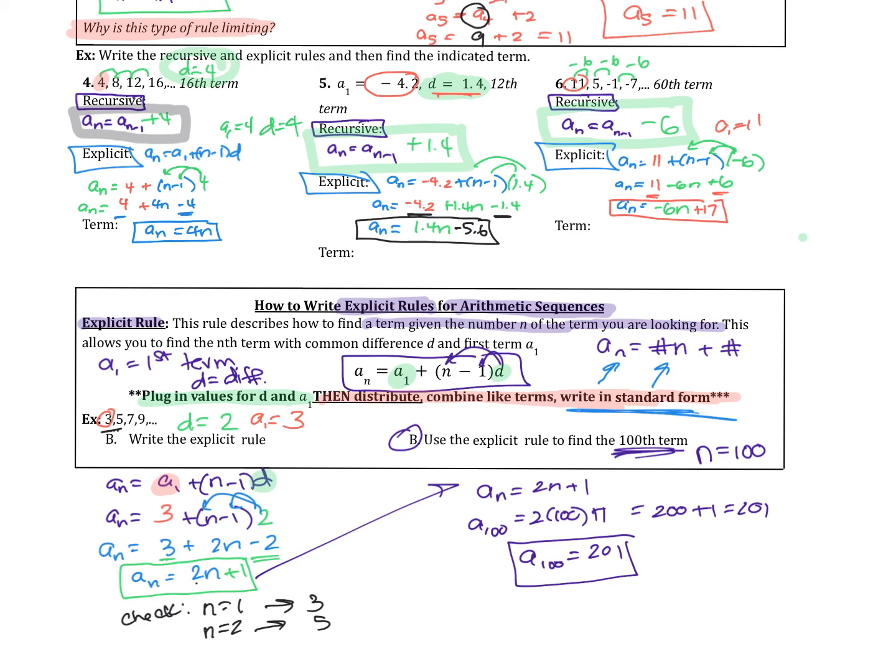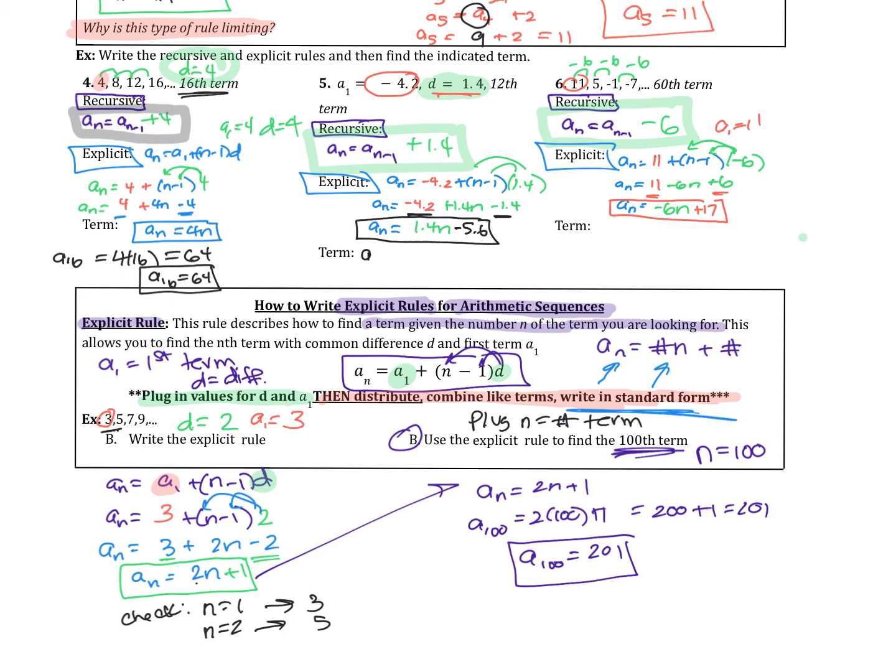Now remember, to find a specific term, all we're doing is plugging in n equals the number of the term that we're looking for. So, for example, on number 4, if we want the 16th term, which it's telling us we do, we're going to just plug in 16. And 4 times 16 is 64. So we can say that the 16th term, a sub 16, is 64.